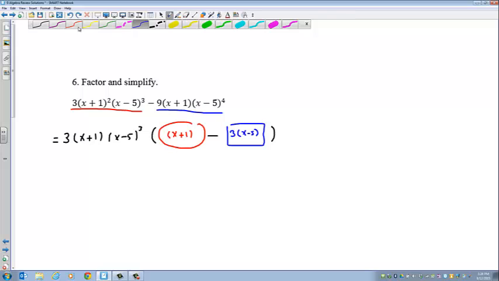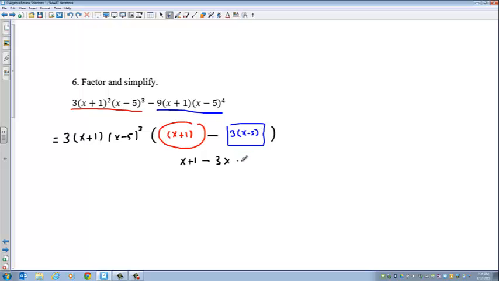And what we can do is we can simplify on the inside. So you have x plus 1 minus, so 3x, and then minus 3 times negative 5. Remember, a negative times negative is a positive, so it's a plus 15. And so what you really have is 1 plus 15, which is 16, minus 2x. And then this has something in common too.